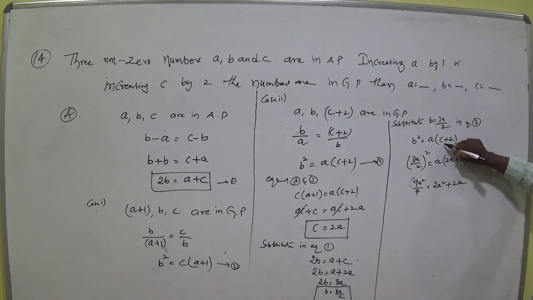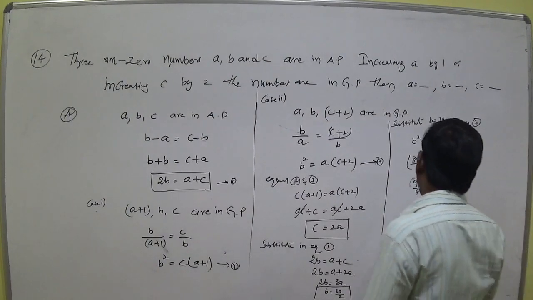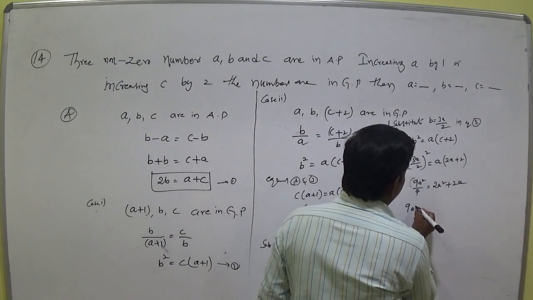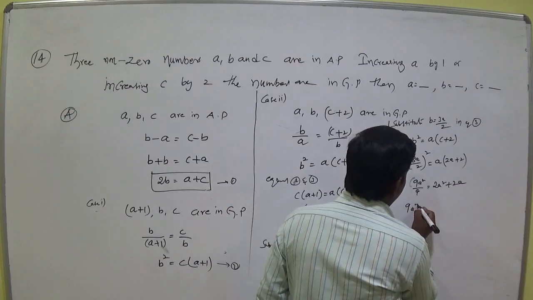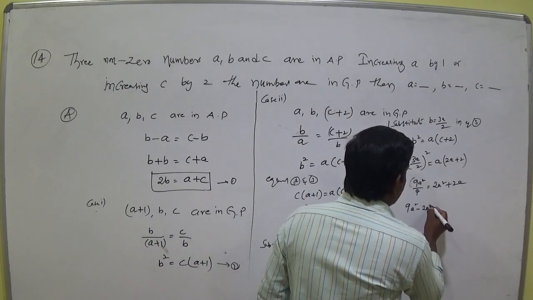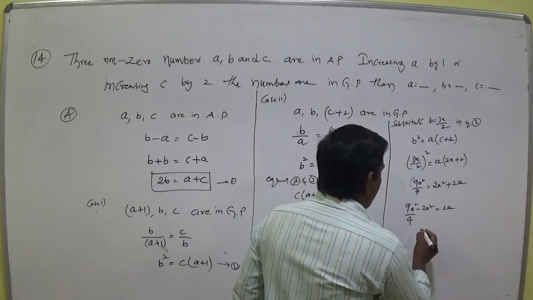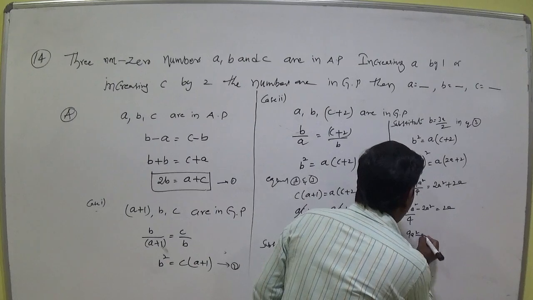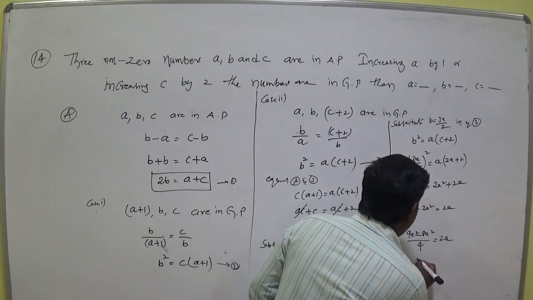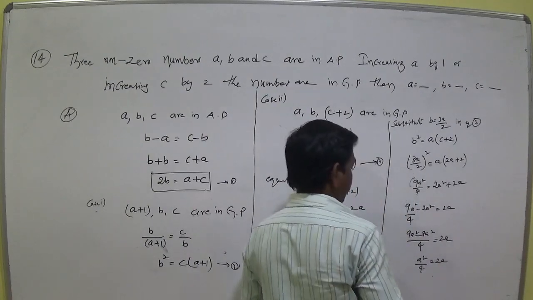So we have to substitute the c value also. What is the c value? c equal to 2a. 9a square by 4 equal to 2a square plus 2a. 9a square minus 8a square by 4 equal to 2a, and a square by 4 equal to 2a.